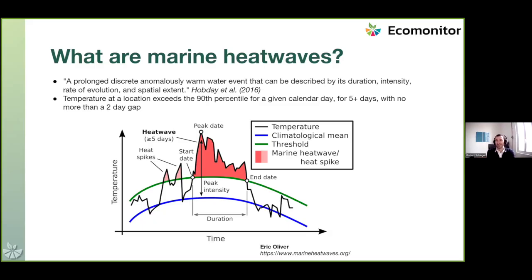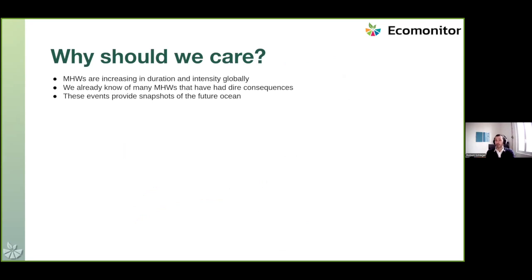So why should we care? Why should we care about some statistical definition? Well, it's because thanks to this statistical approach to defining this event, we know that their duration and intensity are increasing globally. We know that these events have already had dire consequences on the natural world and will likely continue to do so.